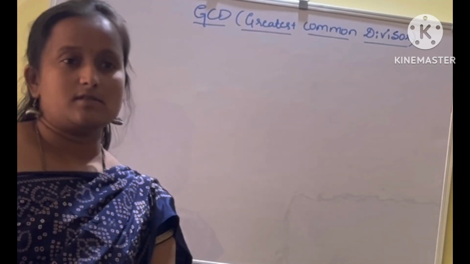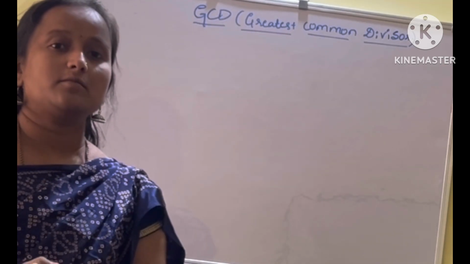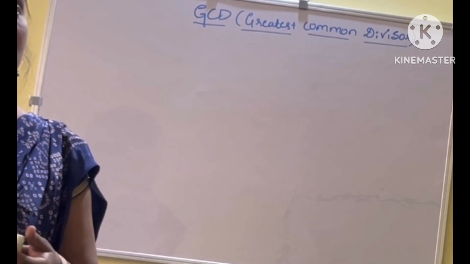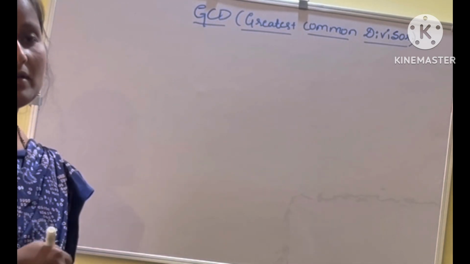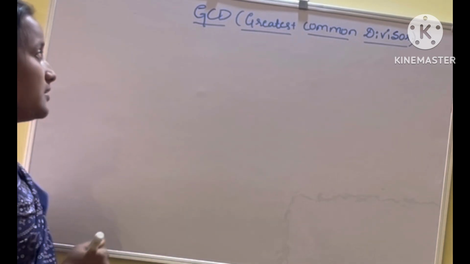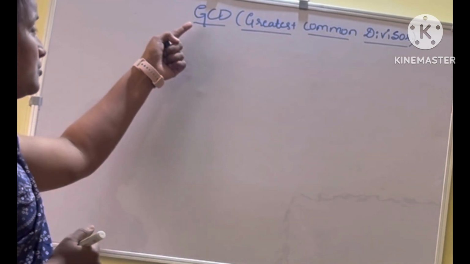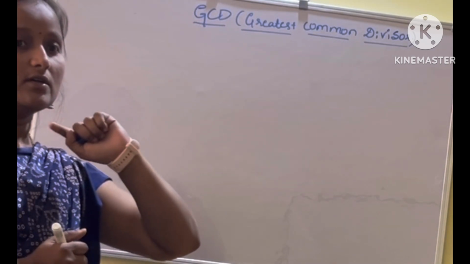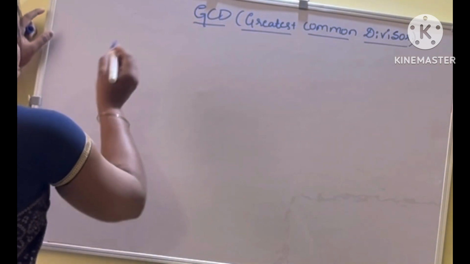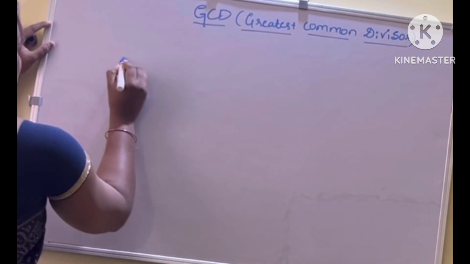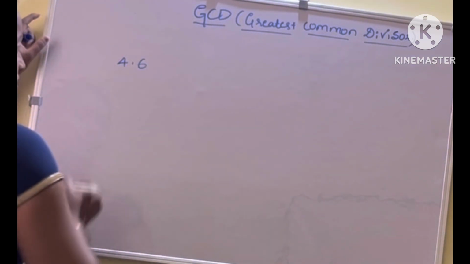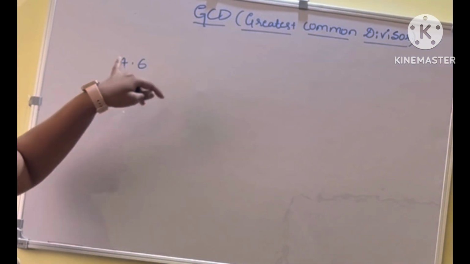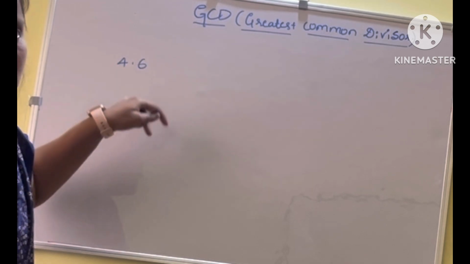Discussing the GCD. GCD is nothing but the greatest common divisor. We'll see it with examples as well as coding. First, we are going to discuss how to find the GCD of numbers. Suppose I take the example as 4 and 6. How do we find the GCD of 4 and 6 here?